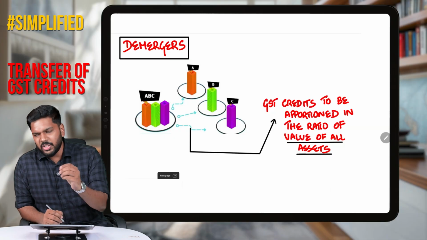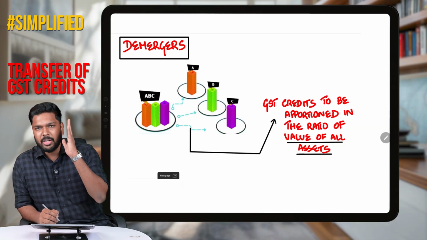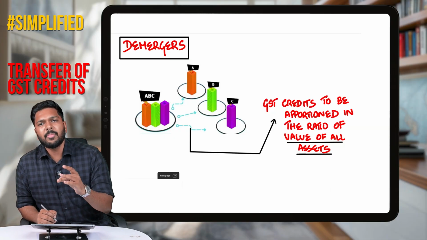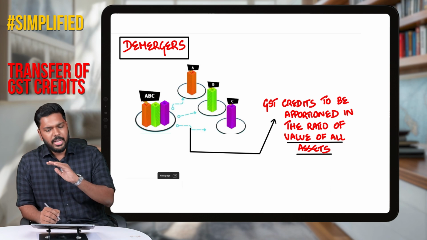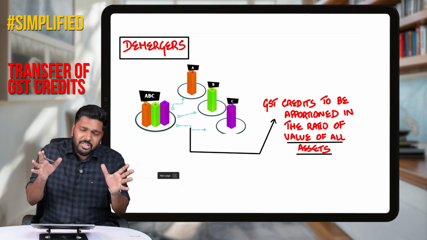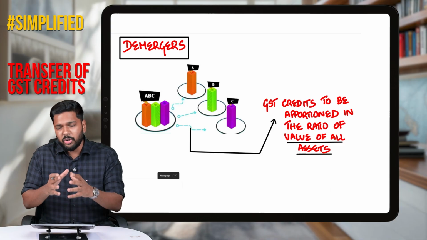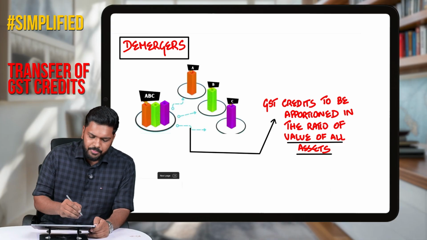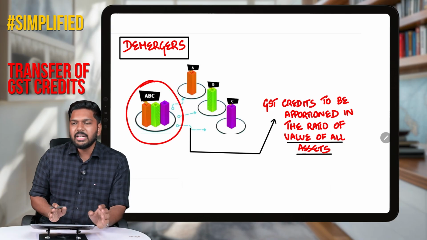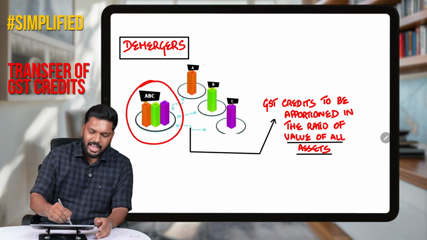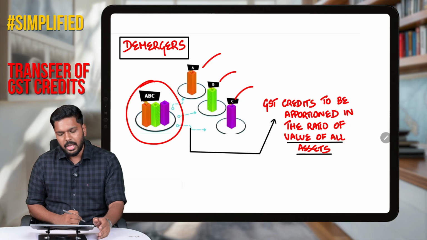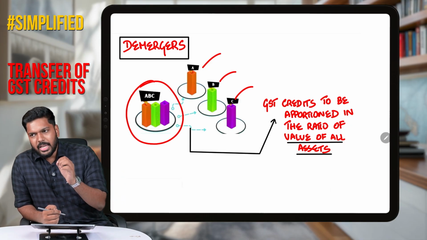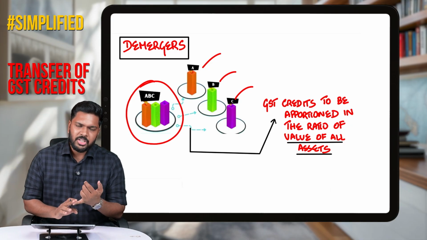Well, specifically in this video, let's talk about the case of demergers, because sale, transfer, amalgamation, lease, merger is pretty straightforward. But for demergers, how do you really apportion the input tax credit is a question to be answered. What is demerger? Your company ABC is being demerged into several units. Now, when a demerger happens, it is important to understand that all the procedures, all the rules will apply.